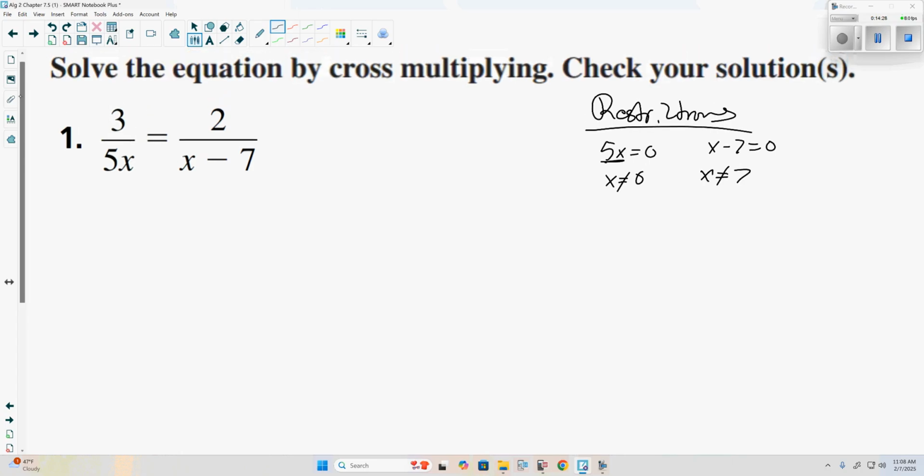Least common denominator. Or what are we going to need to multiply this through by?